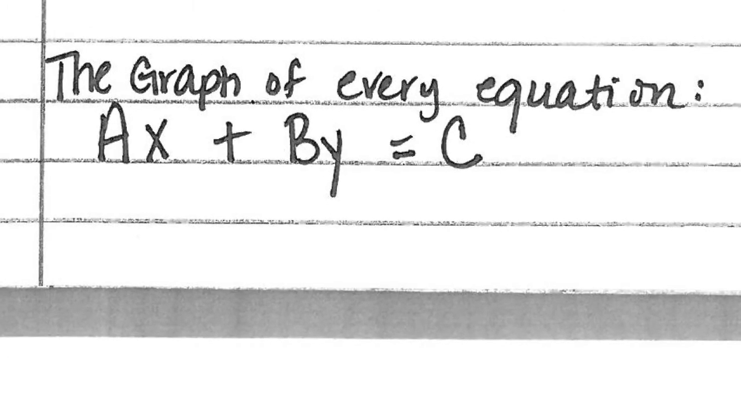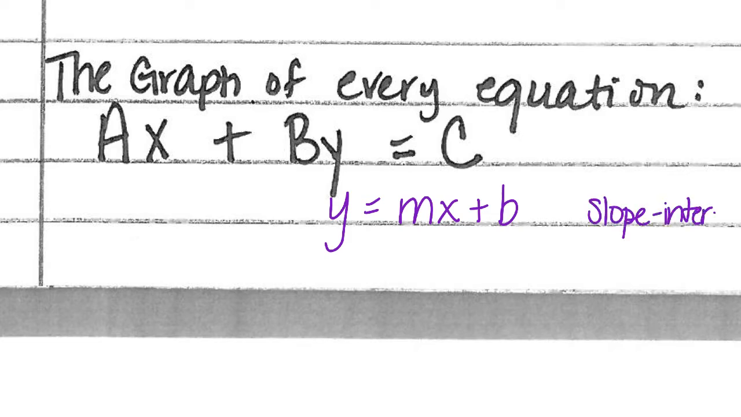Now, we've seen other forms. You guys are very familiar with y equals mx plus b. This is typically the form that you use. This is called the slope-intercept form. And there's another form we're going to be familiar with. It is called the point-slope form. y minus y sub 1 is equal to m times x minus x sub 1.